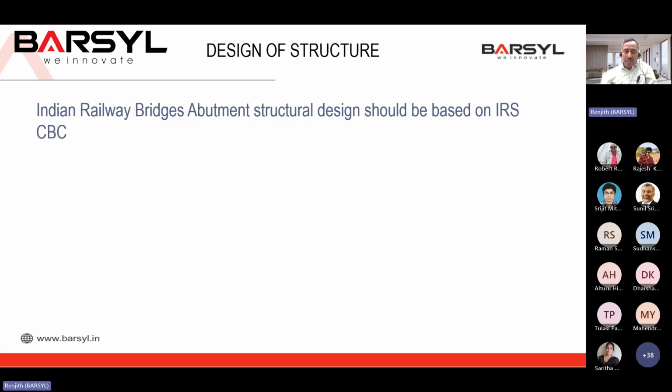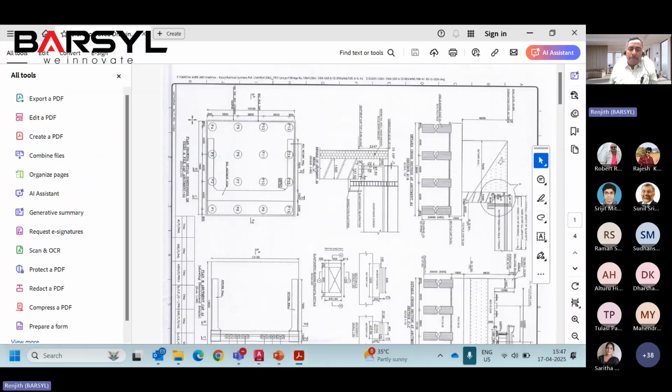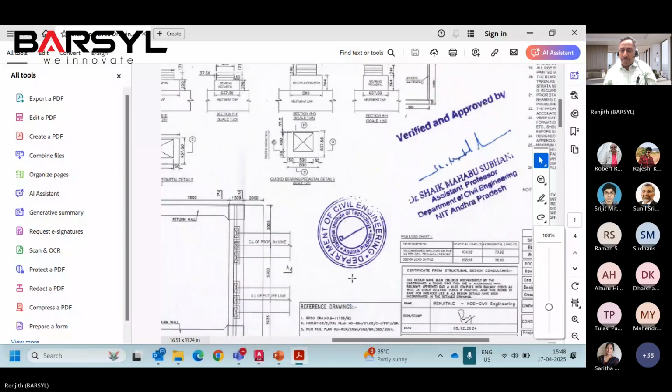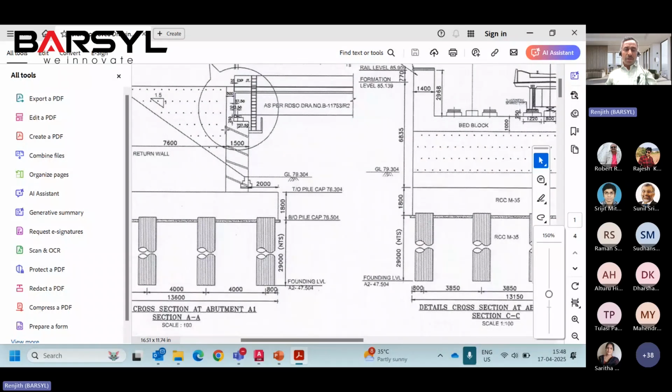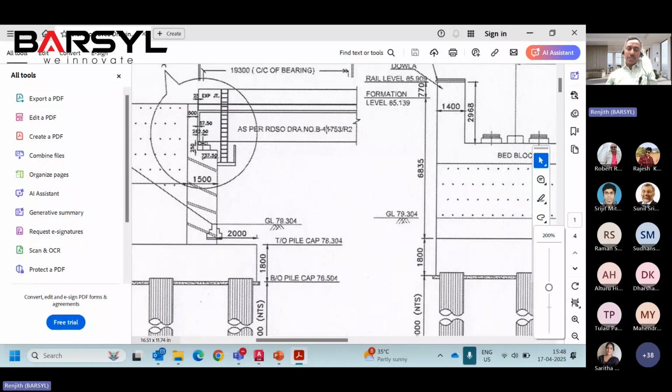So let me share the screen to show you the drawings of an abutment. This is done by BARSYL and approved by NIT, Andhra. So this is what I explained. This is the part of the abutment which is called the abutment wall. Below that, if it is a pile foundation, there will be a pile cap, and below the pile cap, piles will be there. These are the major parts of the abutment, and this is the superstructure.